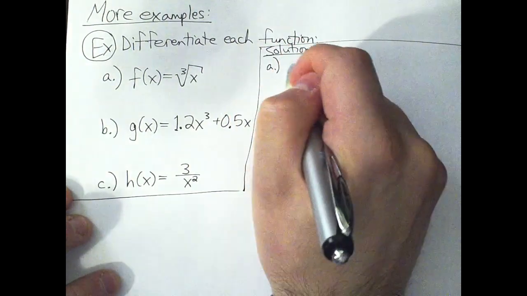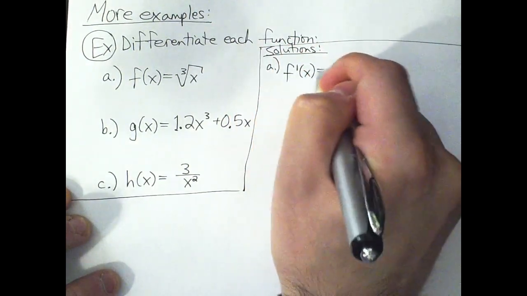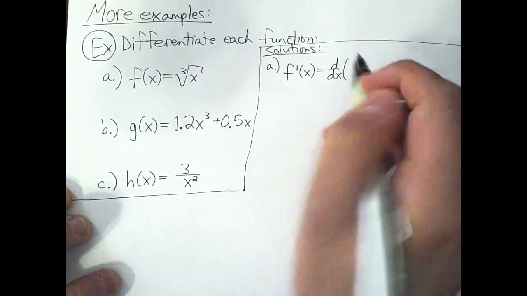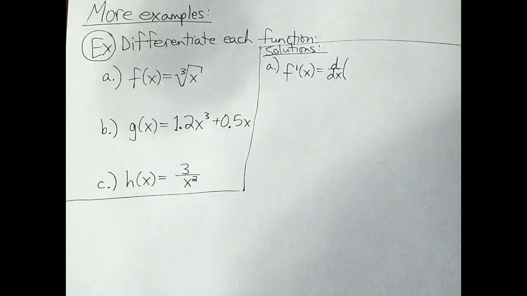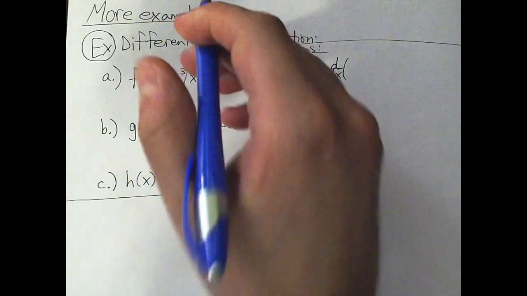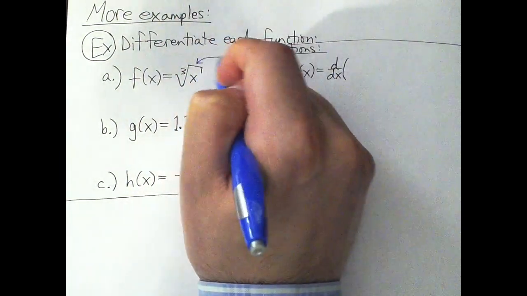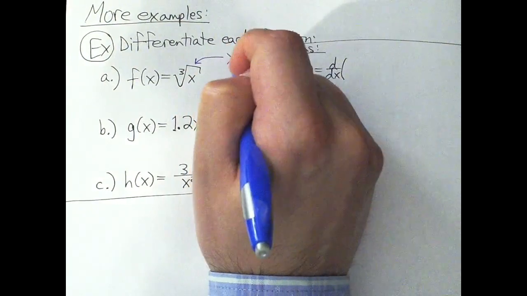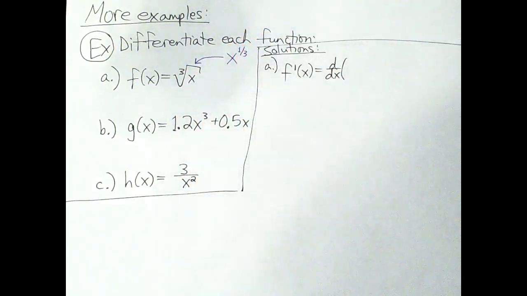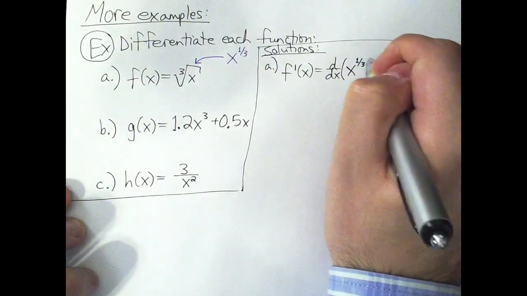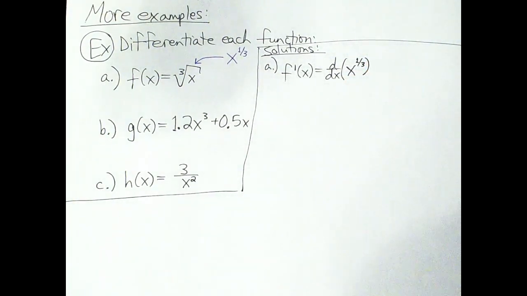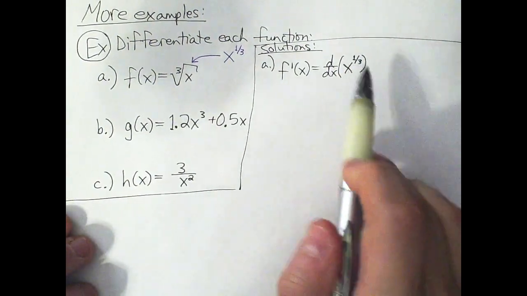Part A, we do f prime of x equals, so we want the derivative of the cube root of x. Have we talked about any rules today that would cover the cube root of x? Well, yeah, because the cube root of x, you should know that this can be thought of as x to the 1/3. So we want the derivative of x to the 1/3. Just like the square root of x is x to the 1/2, the cube root is x to the 1/3.